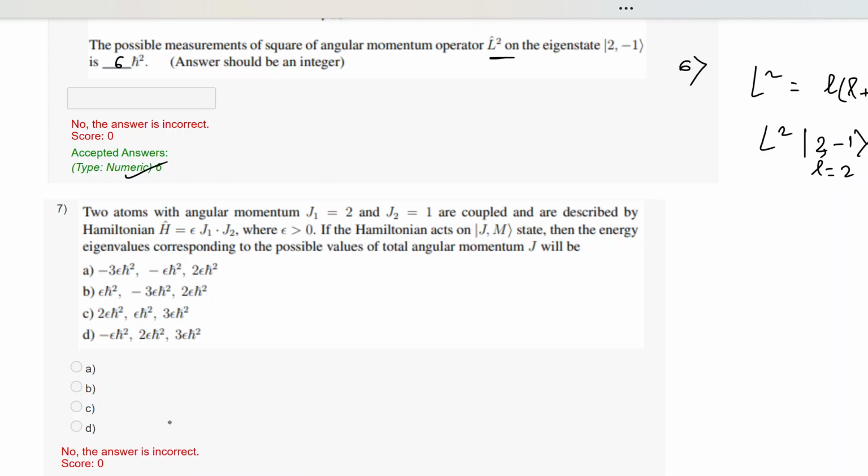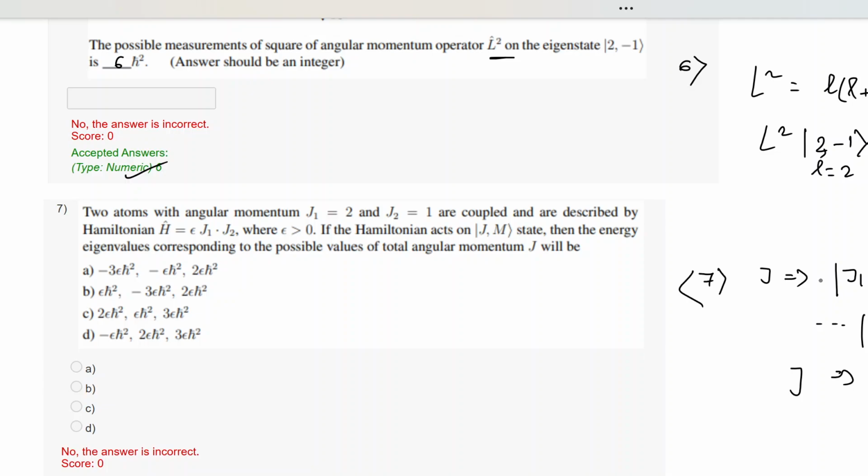So first of all, if J1 equal to 2 and J2 equal to 1, what are the possible combinations of J? So J can go from mod of J1 minus J2 to J1 plus J2. So it will be mod of 2 minus 1 to 2 plus 1, which is J goes from 1 to 3, in gaps of 1. So this is 1, 2 and 3. These are the possible values of the net J, right? Now you have energy equal to epsilon J1 dot J2, right?